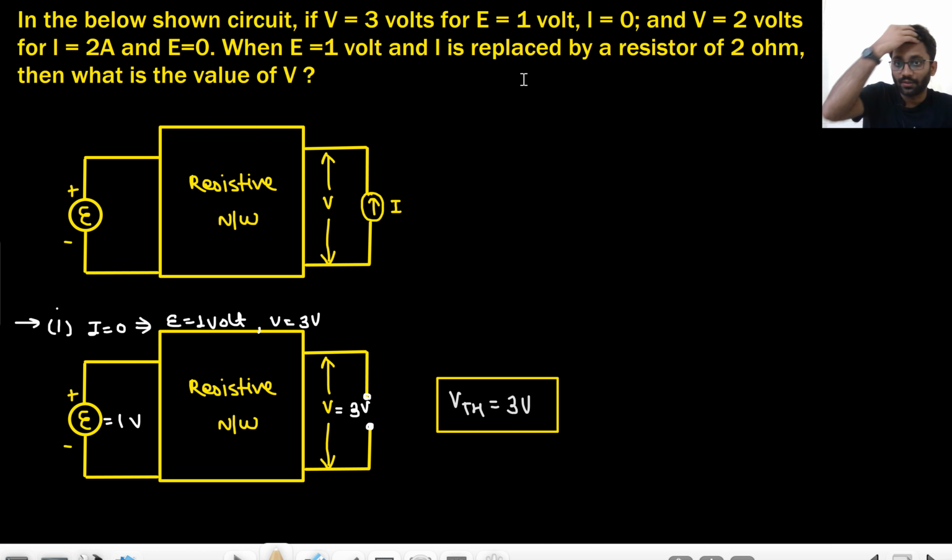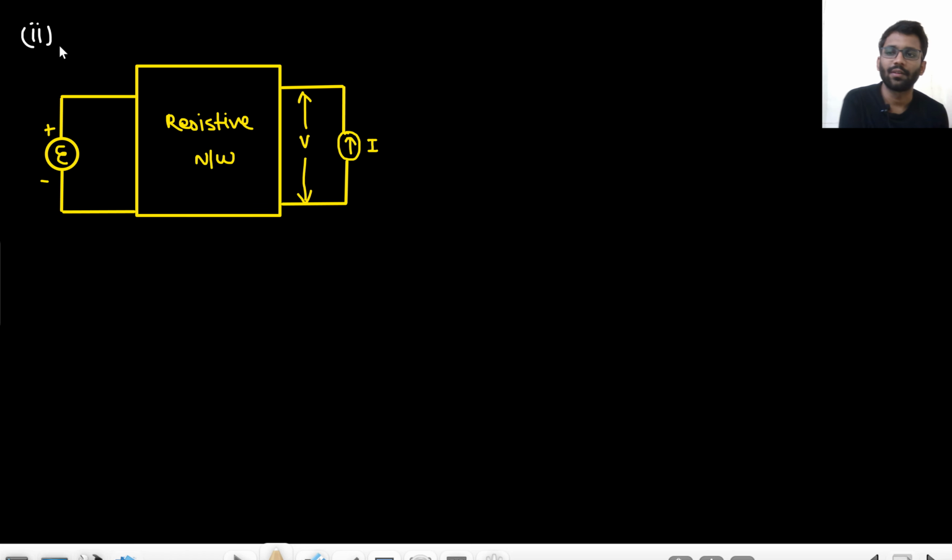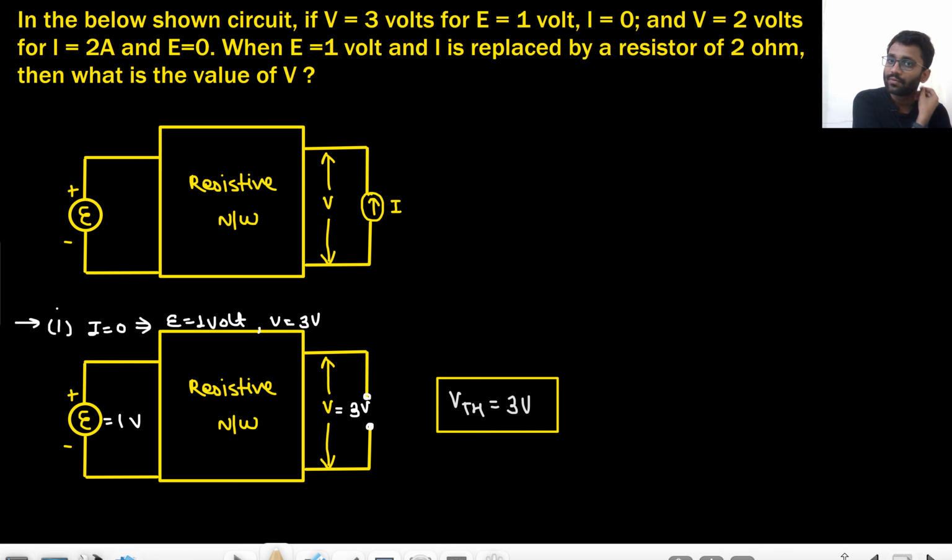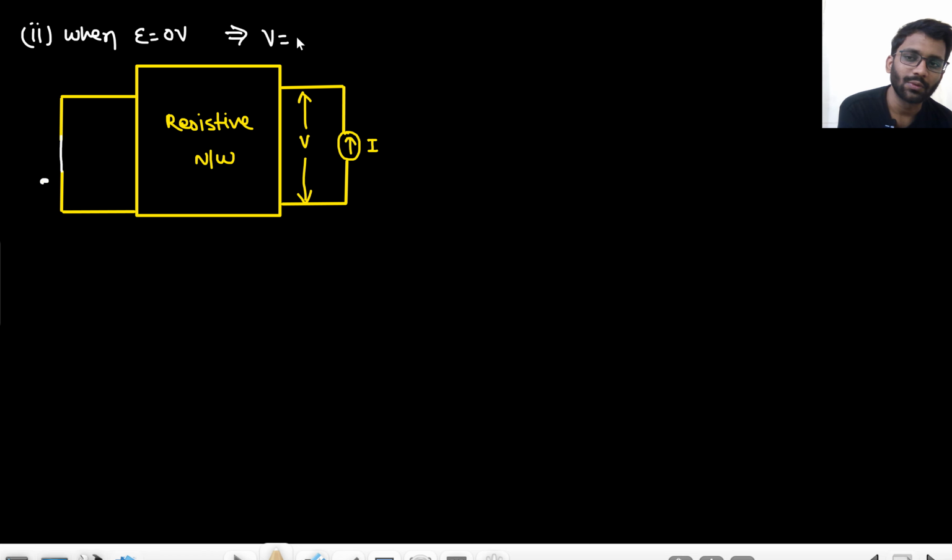The other is that when E is equals to 0, V equals to 2 volt and I equals to 2 ampere. When E is equal to 0 volt, that means this battery will simply be shorted, right? Then V is 2 volt and I is 2 ampere. That means this is 2 volt and there is 2 ampere current flowing through it. Tell me what you can find from it.